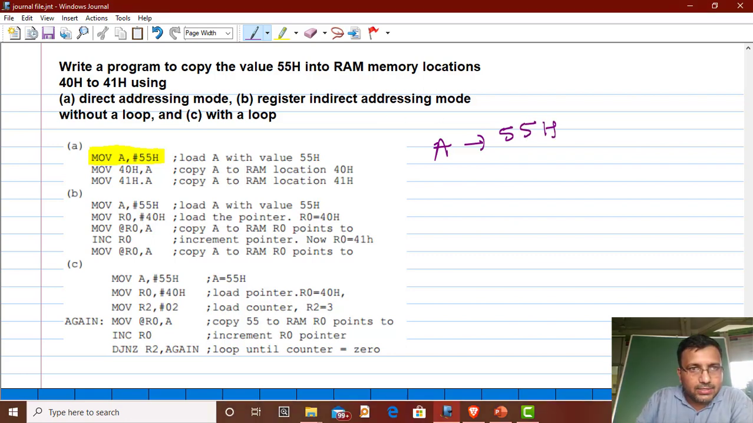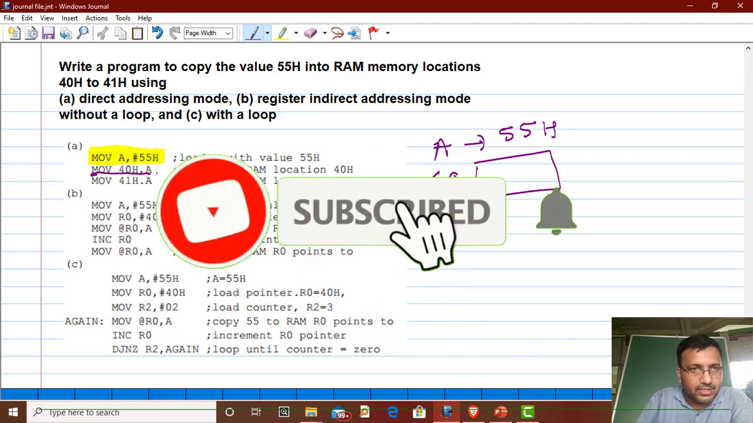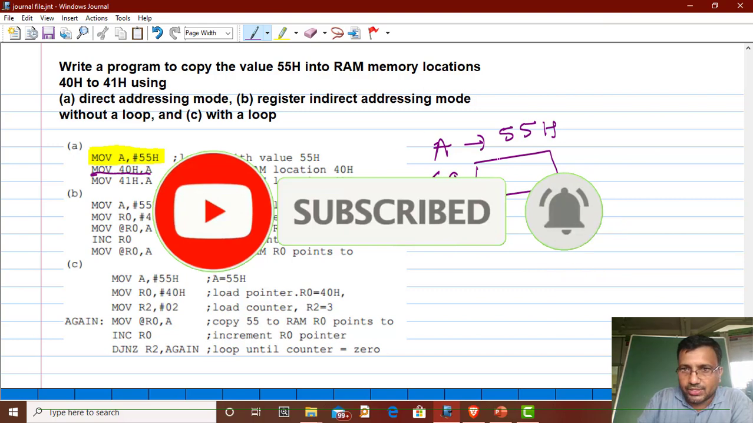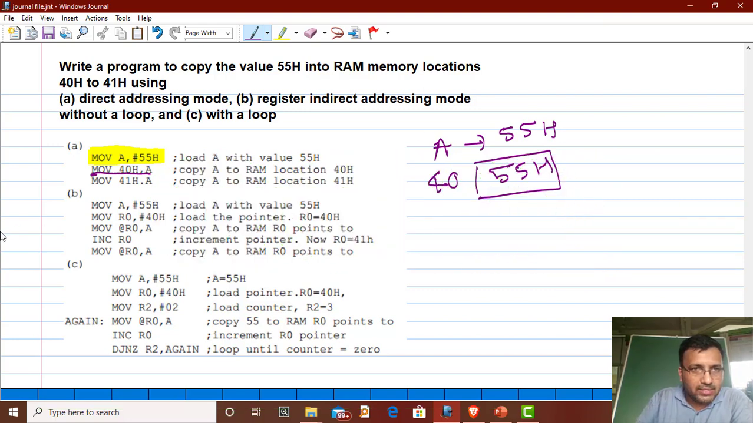In the next instruction we pass 40H, that is a direct memory location. This is memory location 40H, and it has a memory space. So this will transfer the accumulator data, that is 55H, into this. After this it is loaded with 55H. Next is 41H, comma A. Again this is a memory location. Here again it will load the same accumulator data, that is 55H, and the value will be stored here.